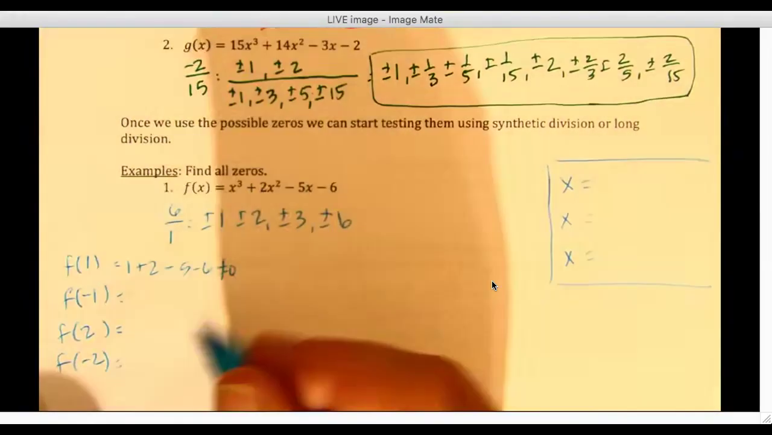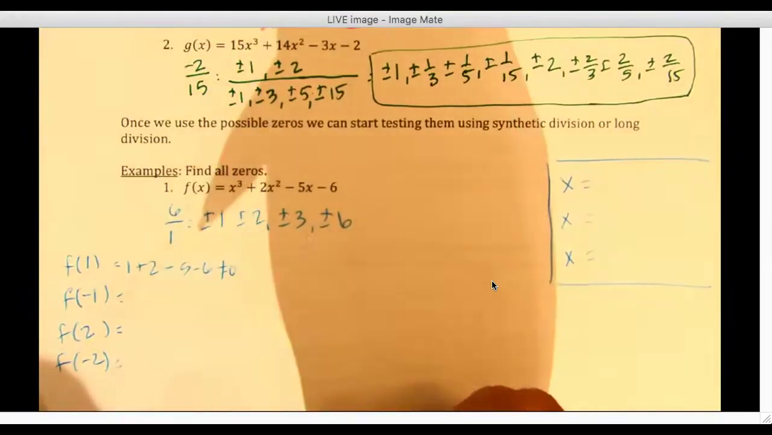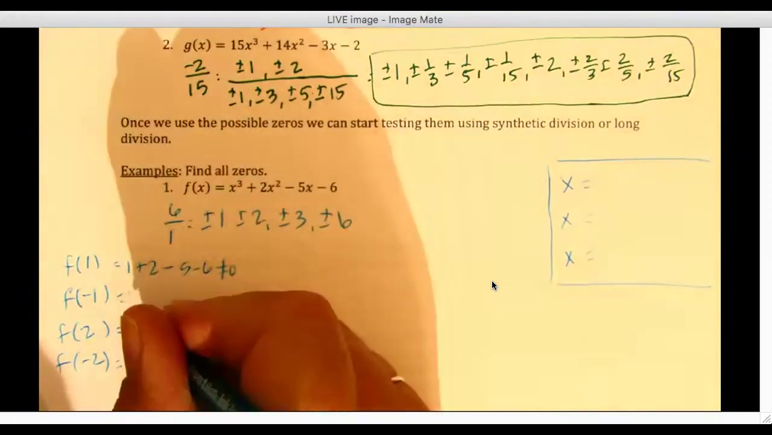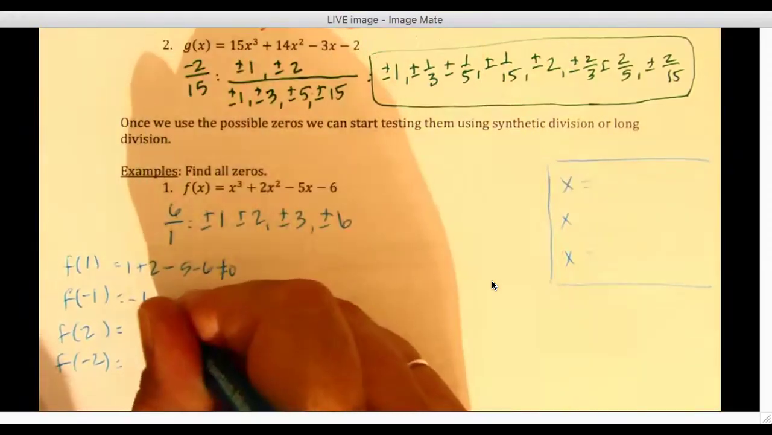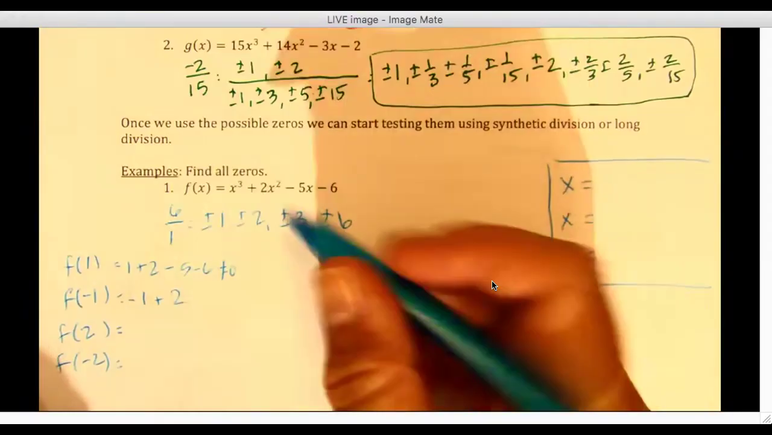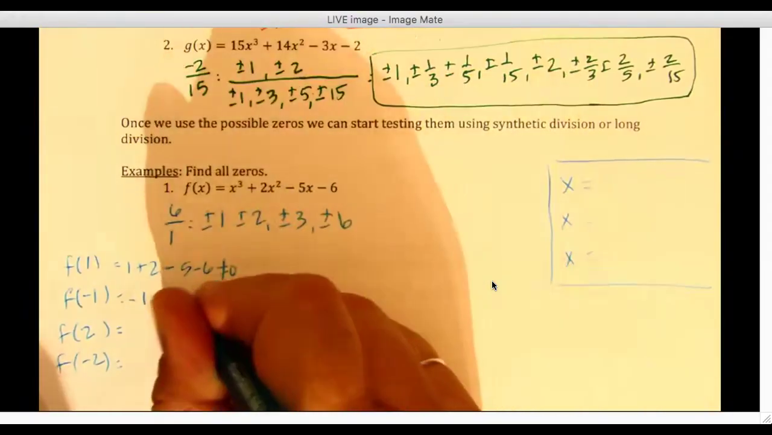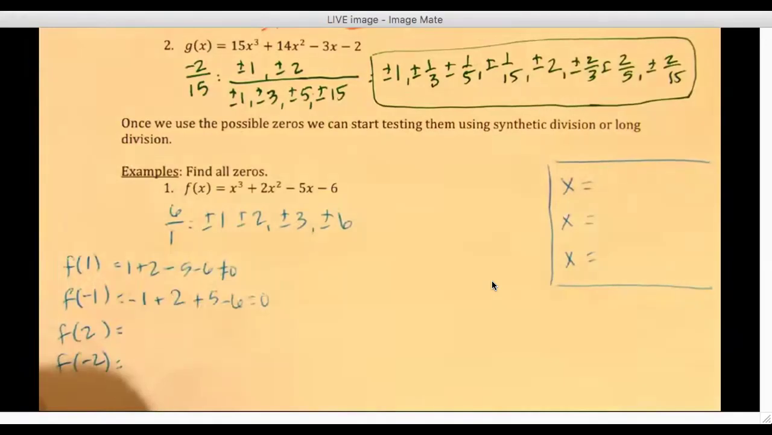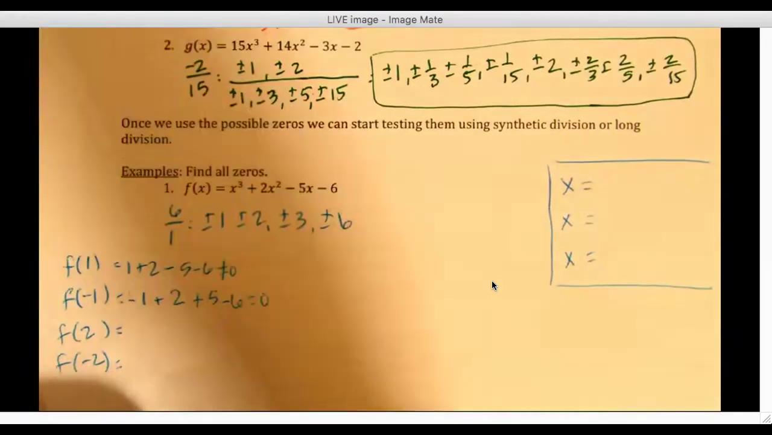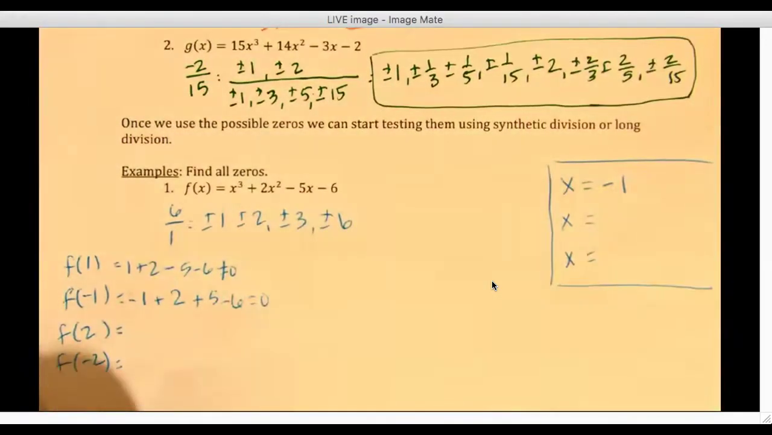I need to plug in -1. Plugging in -1, I have -1 cubed is -1. And then -1 squared is 1 times +2 is +2. -1 times 5 is +5, and then -6. And that does equal 0. So we have found one that works. So we just found one of our x's. If it's plugged in and equals 0, then that means it's a factor or it's a root of that polynomial.